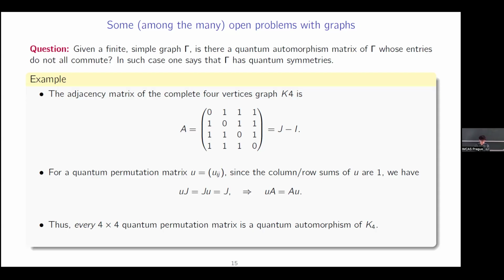Okay. So in particular, this means that also those matrices that have non-commutative entries are quantum automorphisms. So here we have an example of a finite simple graph with a quantum automorphism matrix whose entries are not all commuting. And so in particular, we see that this graph has indeed some quantum symmetries.